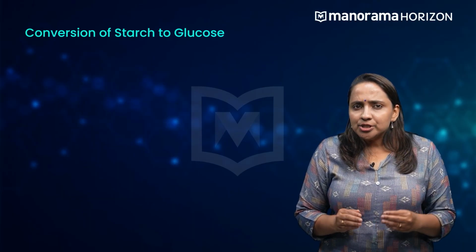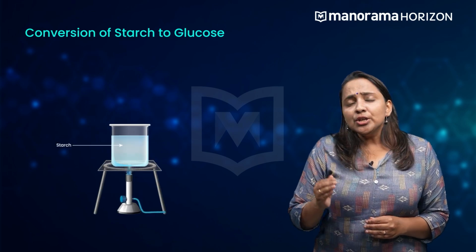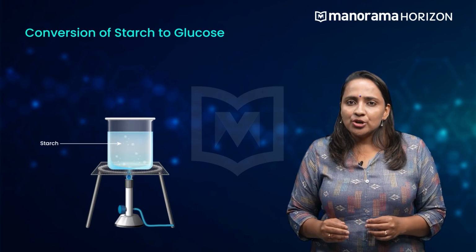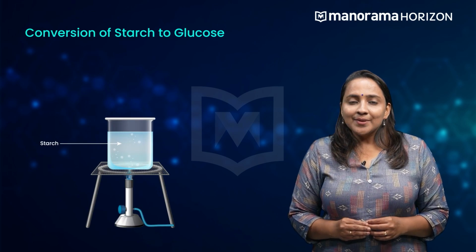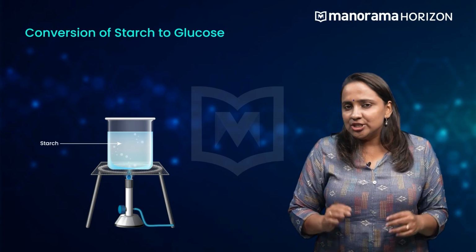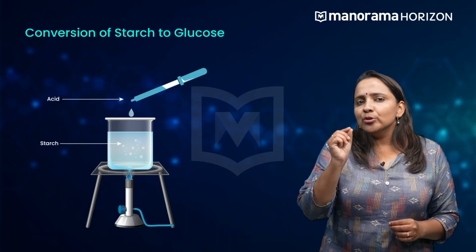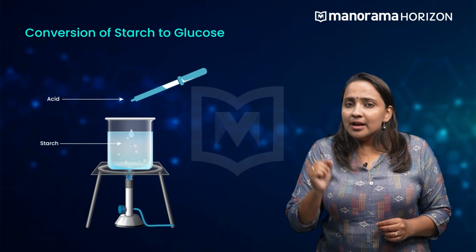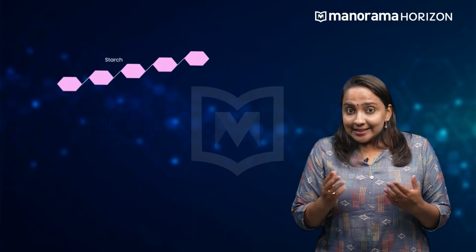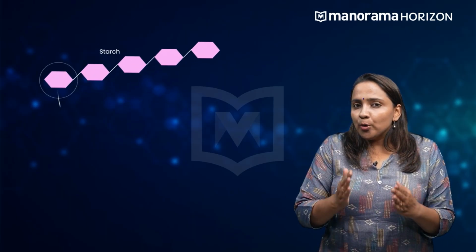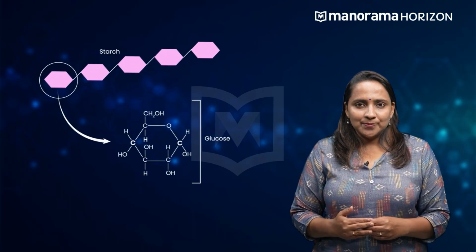Long back in 1812, a Russian chemist, Kirchhoff, was studying the conversion of starch to glucose. Kirchhoff boiled the suspension of starch in water. He did not observe any change. He repeated the process by adding a few drops of concentrated acid before boiling. This time, the starch broke down to form glucose.